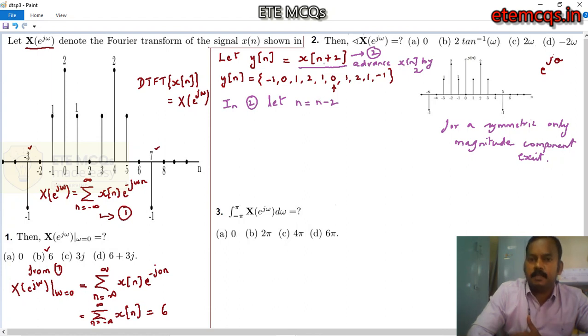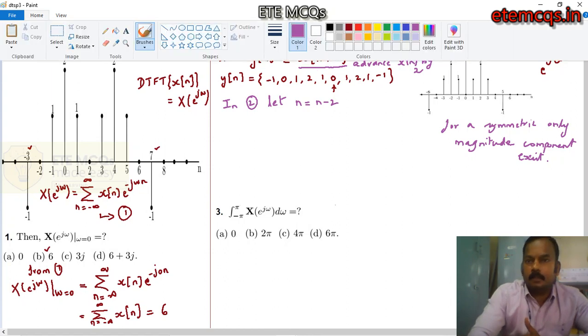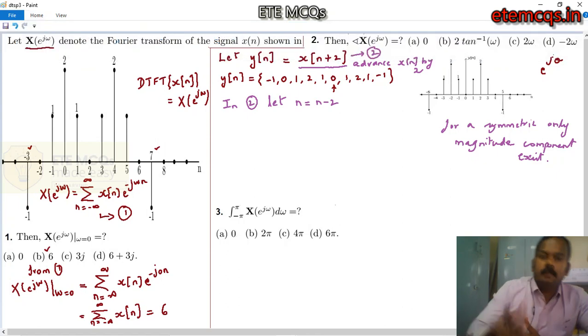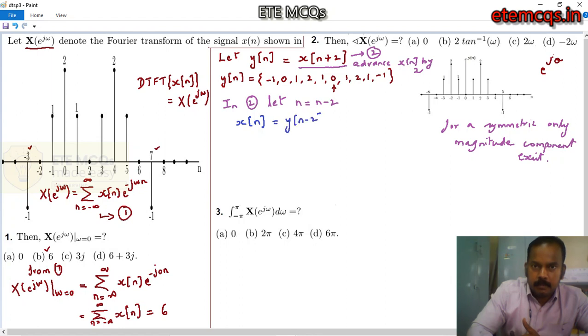So what will happen? I am just rearranging these two because they are equivalent mathematically. After interchanging the left hand side and right hand side, this one becomes x of n. X of n is equal to y of n minus 2. So here you can notice again you have x of n, and it is equivalent to y of n minus 2, so that if there is any phase component, I will be able to trace it easily.